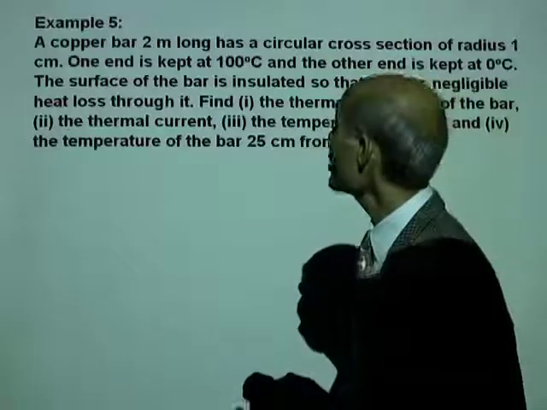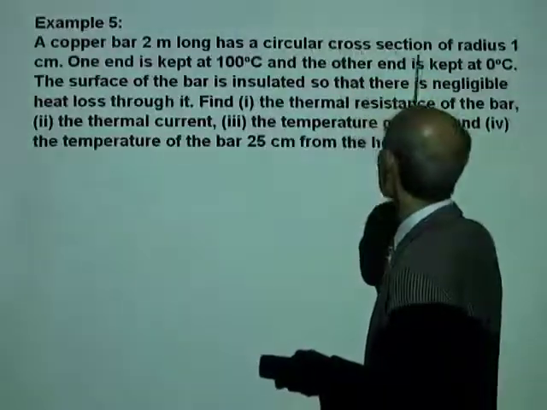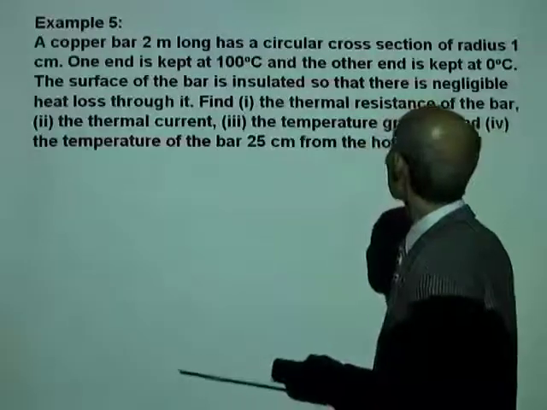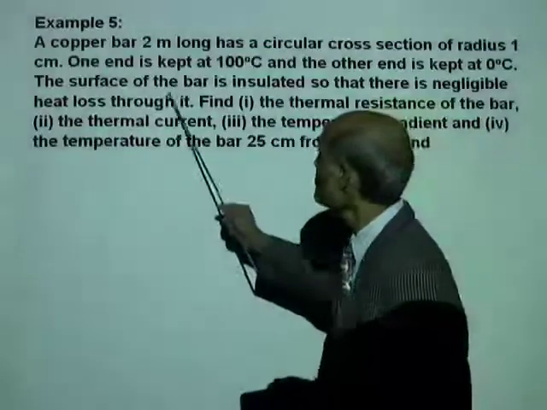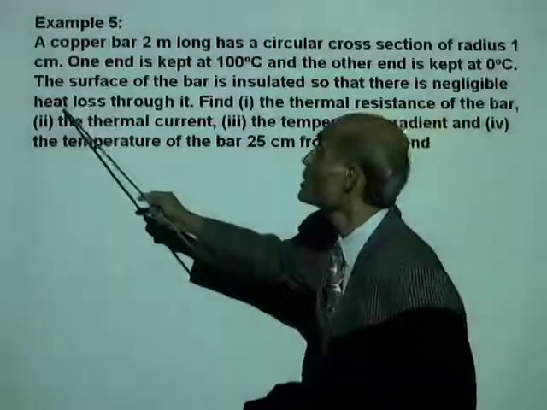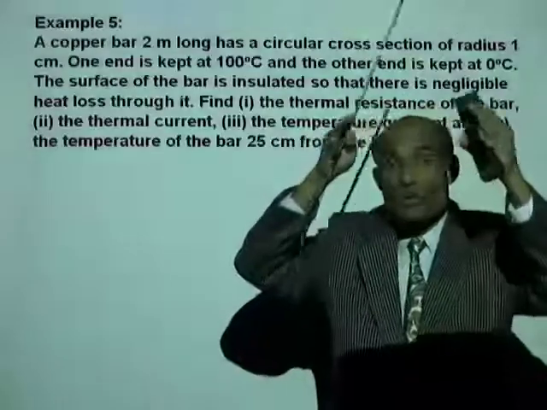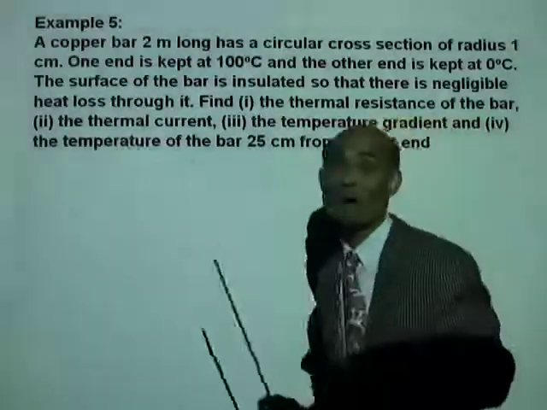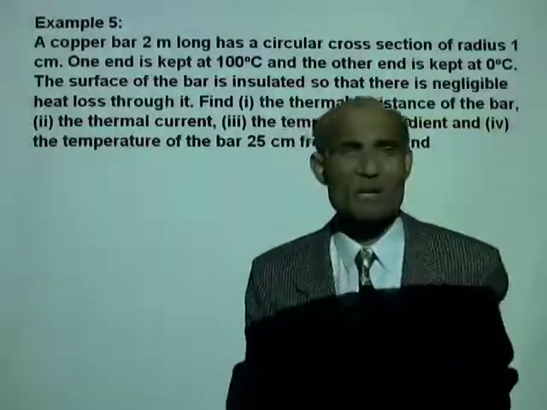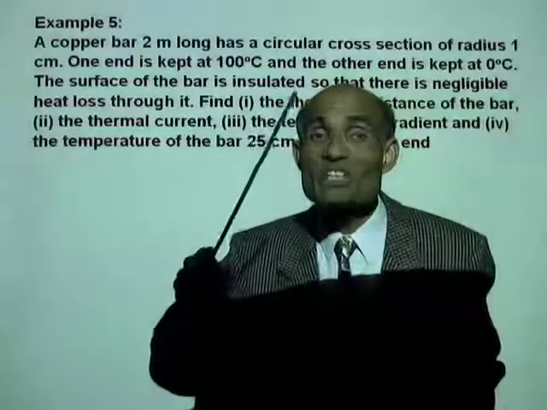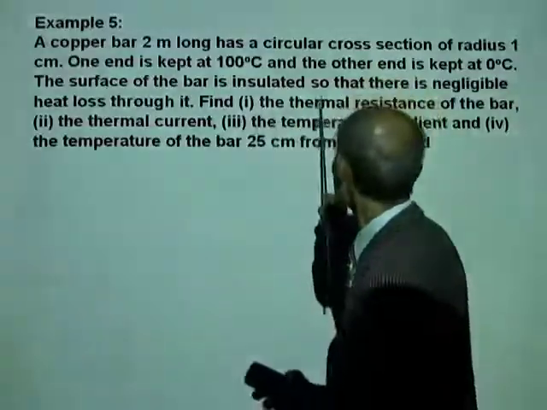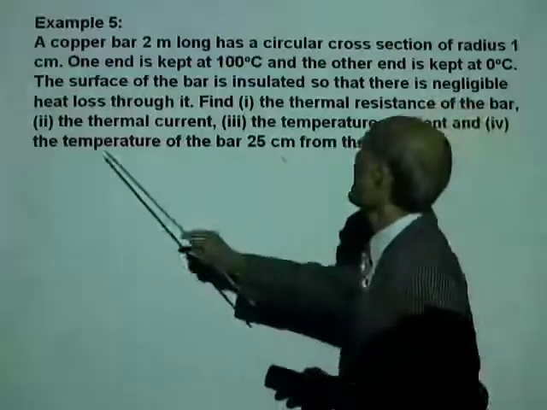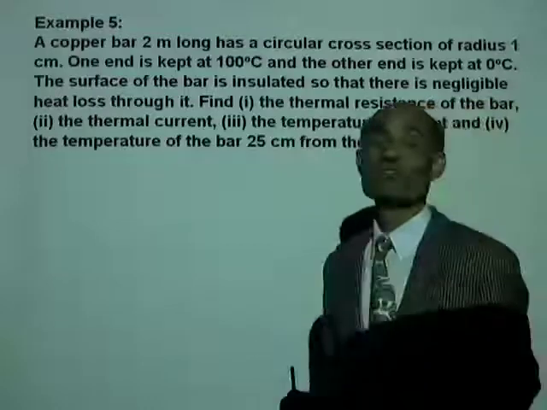Let's do a small problem. A copper bar 2 meter long has a circular cross-section of radius 1 centimeter. One end is kept at 100 degrees Celsius and the other end is kept at 0 degrees Celsius. The surface of the bar is insulated so that there is negligible heat loss through it. That means there is no heat loss through the surface. Heat passes through the material. Find 1, the thermal resistance of the bar. If you know that formula, can you tell me the formula for thermal resistance? Isn't it delta X over KA? Find the thermal resistance of the bar, the thermal current, the temperature gradient, and the temperature of the bar 25 centimeter from the hot end.